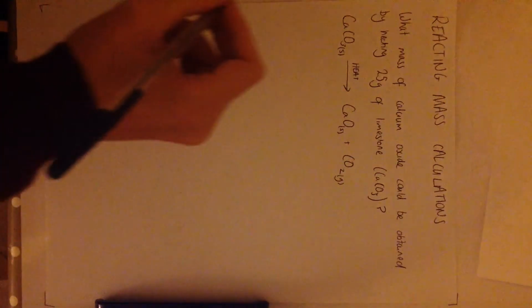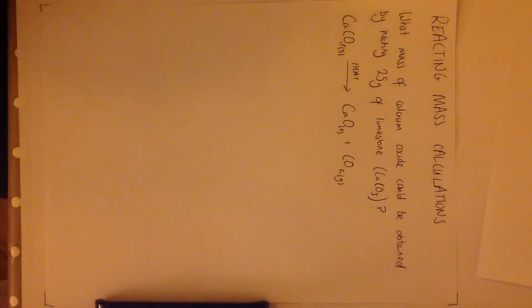Hi everyone. Today we're going to look at reacting mass calculations. I call them reacting mass, other people might call them something else. They come in the form of, if I have this number of grams of something, how many grams of something else do I make or do I need? So let's have a look at an example question.